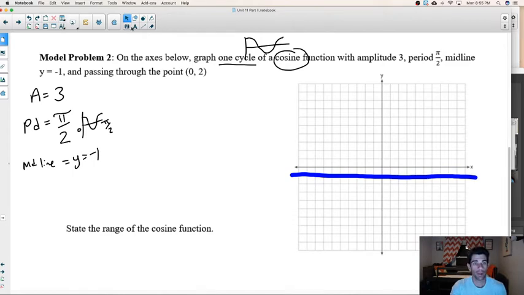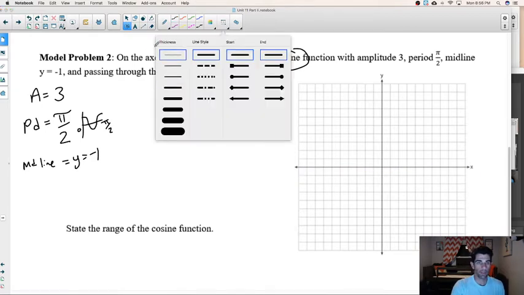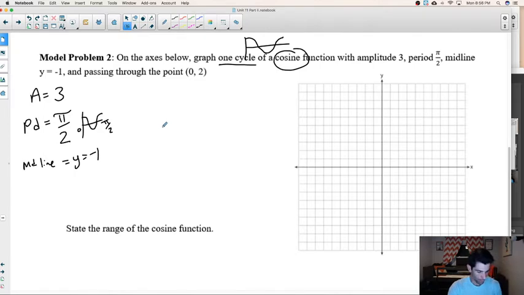All right, so let's go. First, let's get rid of that ugly midline. And let's figure this out. So did I take everything they gave me? Oh, and then it has to pass through that point 0, 2. So I'll have to keep that in my back pocket, right? So first, figure out what are my critical values of a cosine.